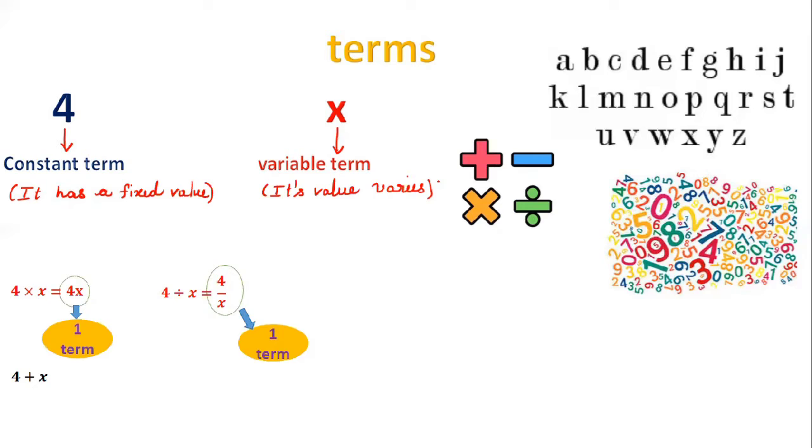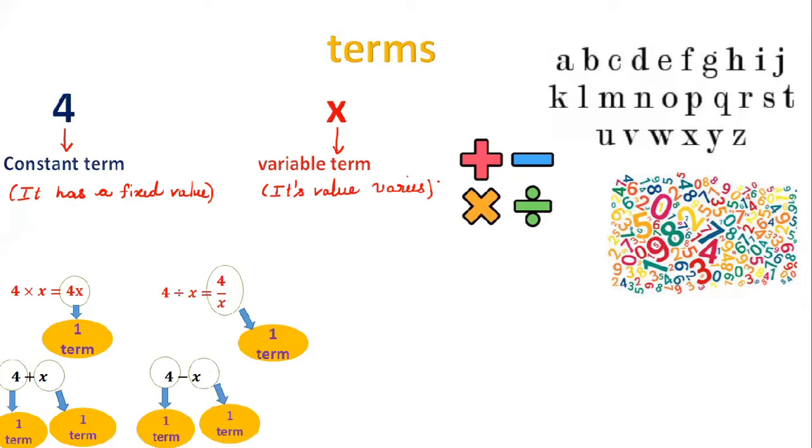Now see 4 plus x. Here the addition operation is there in between a constant and a variable. Here 4 is considered as one term and x is considered as one term. So 4 plus x consists of two terms. In 4 minus x, 4 is considered as one term, x is considered as one term. 4 minus x is made of two terms.